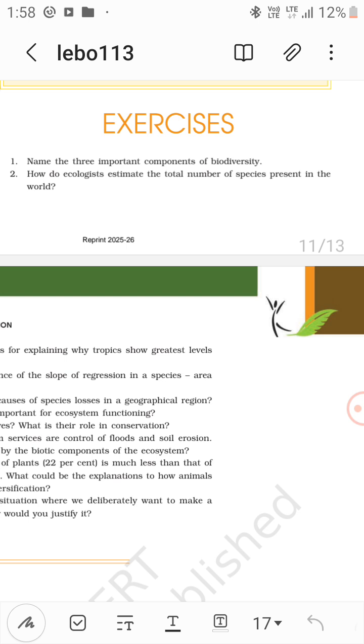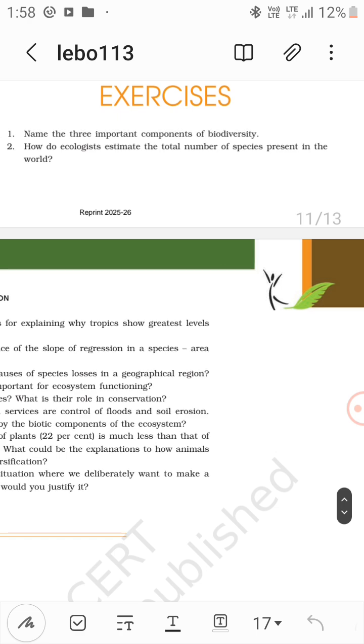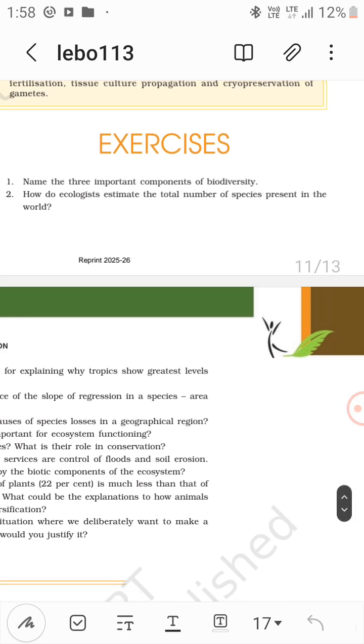How do ecologists estimate the total number of species present in the world? It is made by biomass and percentage cover, to estimate the number of species present in the world.